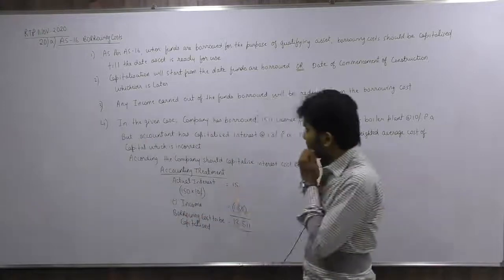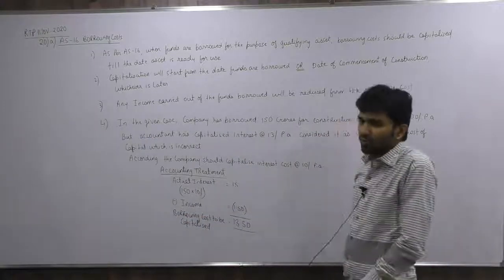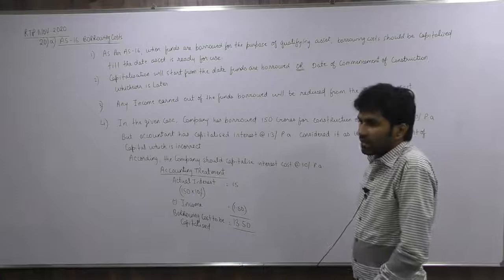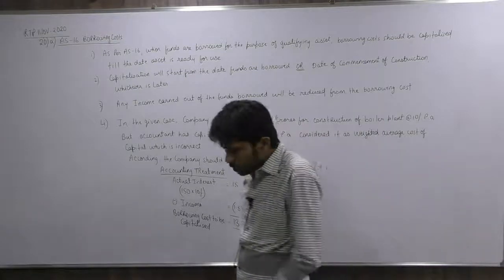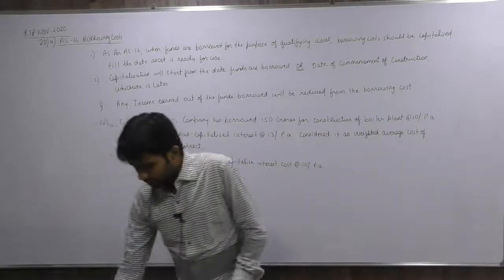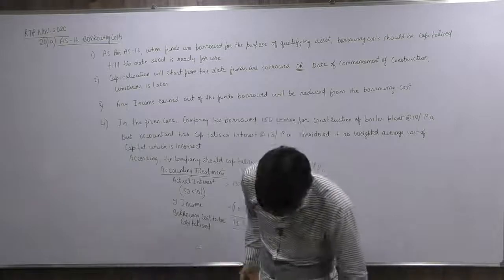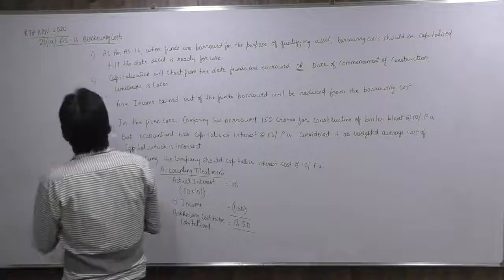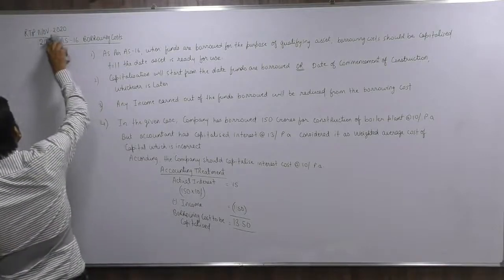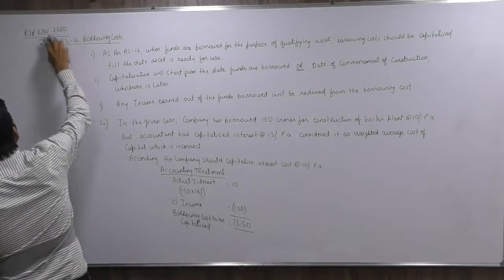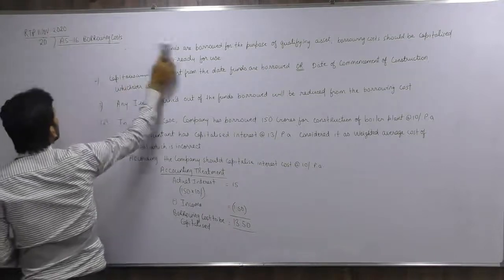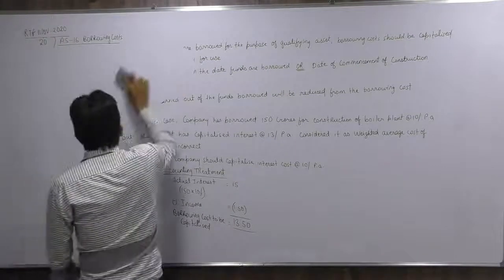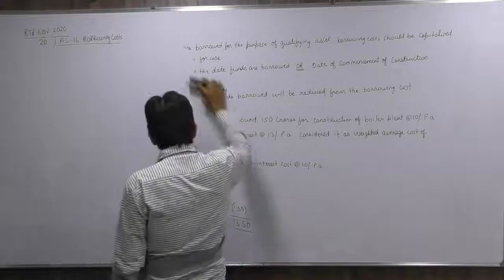Okay, so please make a note of this. In this way you need to present the AS point wise so that the examiner can read it properly and give you the full marks. That's it. Now let me clear this. We'll move to question number 20B. It is on borrowing cost only. Let's see what they have given.